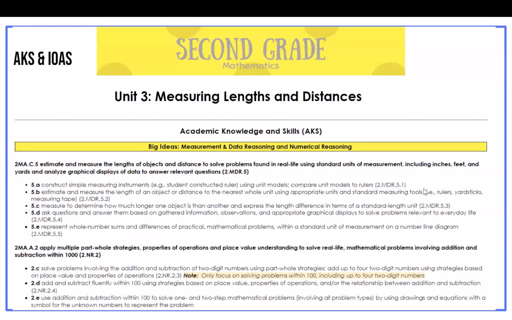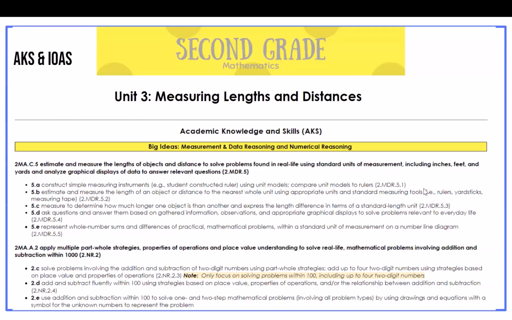In IOA 5B, students will estimate and measure objects and distances to the nearest whole number using units, appropriate tools such as rulers, yardsticks, and measuring tapes. As stated earlier, units of measure include inches, feet, and yards. Students will also use what they know about unit benchmarks, such as small paper clips measuring about the same length as an inch, to justify their estimates.